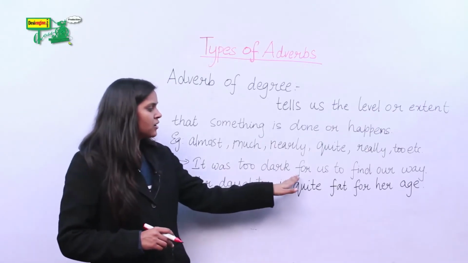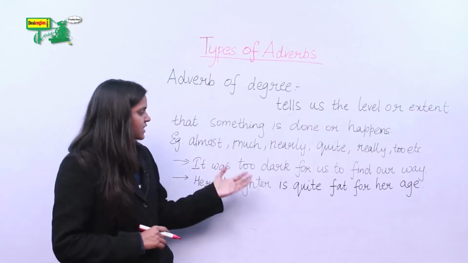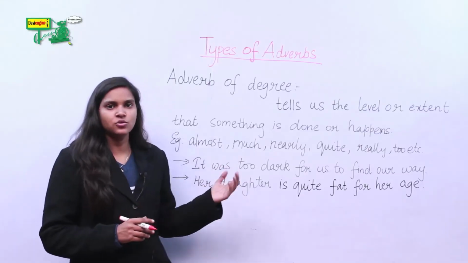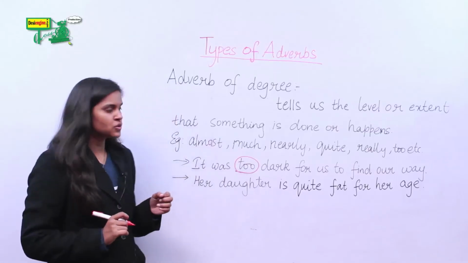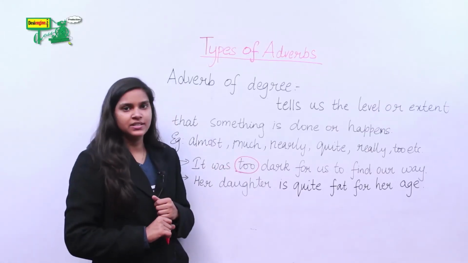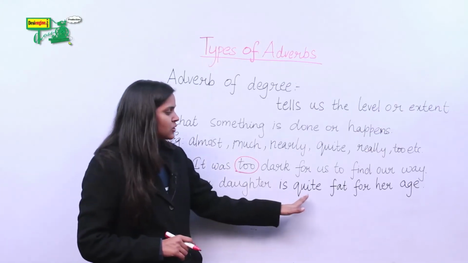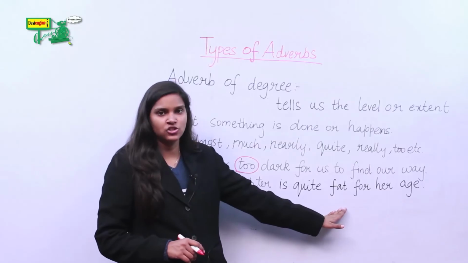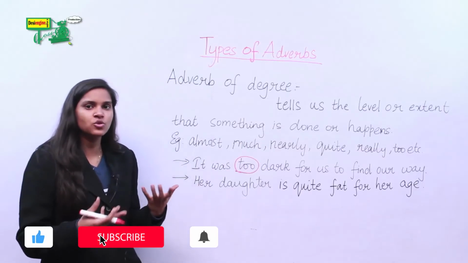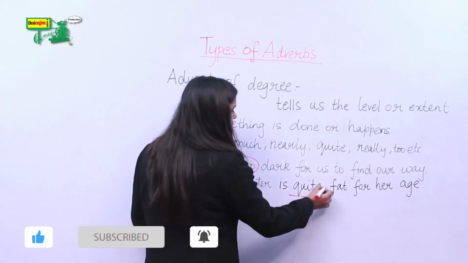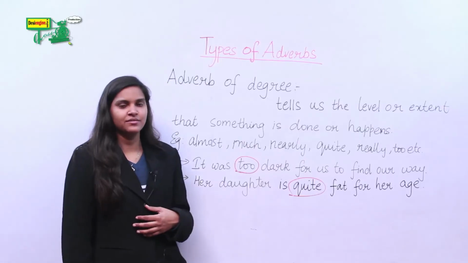It was too dark for us to find our way. So the extent of darkness is denoted by the word too. So that is our adverb of degree. Let's do the next sentence. Her daughter is quite fat for her age. The level of her being fat is denoted by the word quite. That makes our adverb of degree.